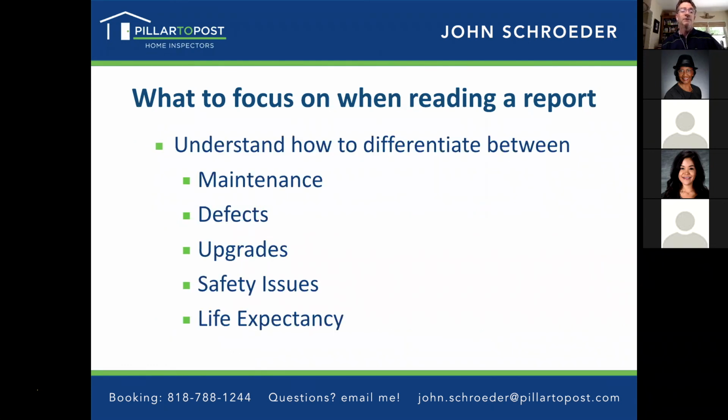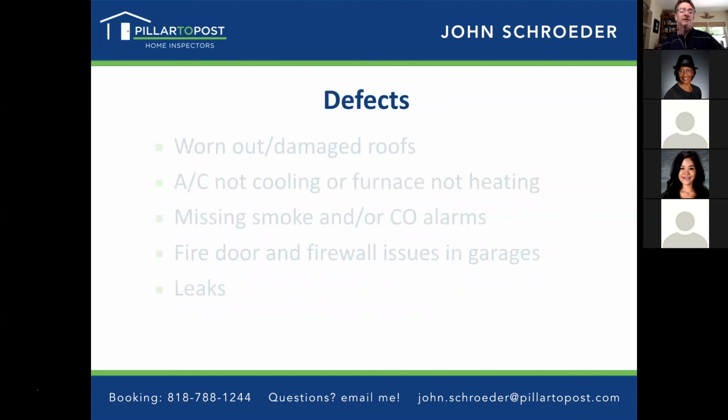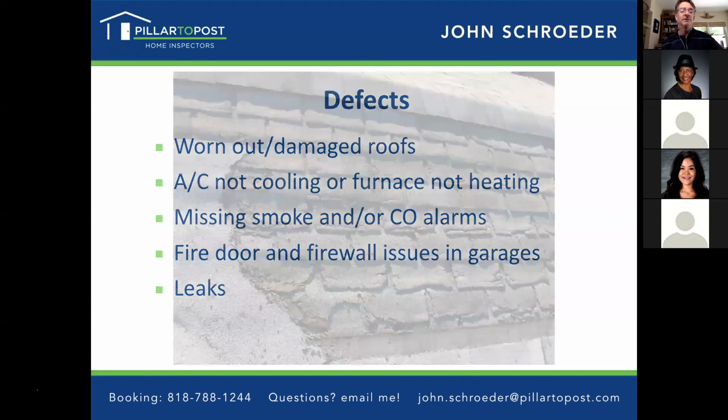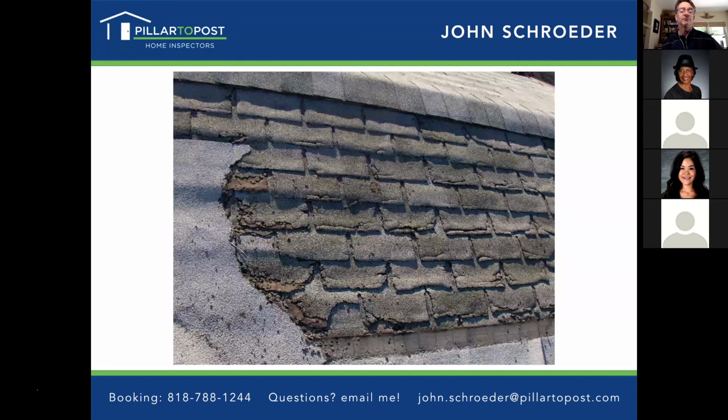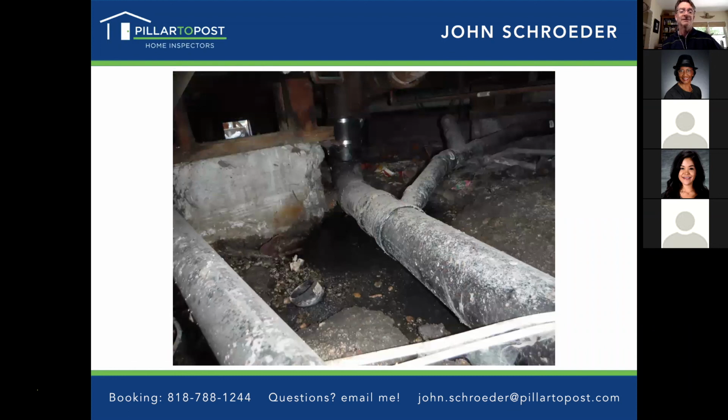So it's important to understand how to differentiate between maintenance, defects, upgrades, safety issues, and life expectancy. Some examples of maintenance are just cleaning and painting and caulking and repairing or replacing existing elements that are in disrepair or no longer functioning properly. Defects: worn out or damaged roofs, AC not cooling or furnace not heating, missing smoke or carbon monoxide alarms, things of that nature. Leaks, certainly plumbing leaks. There are just some examples of roofs that are definitely defective. There's a leak in a crawl space here, that's a defect.